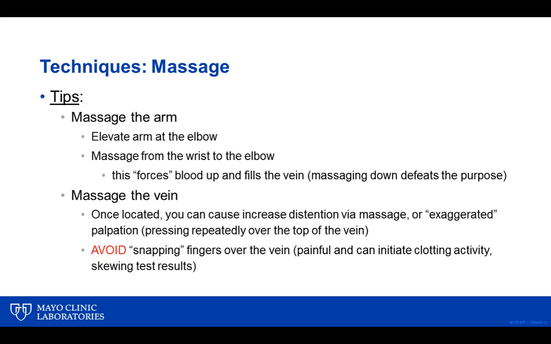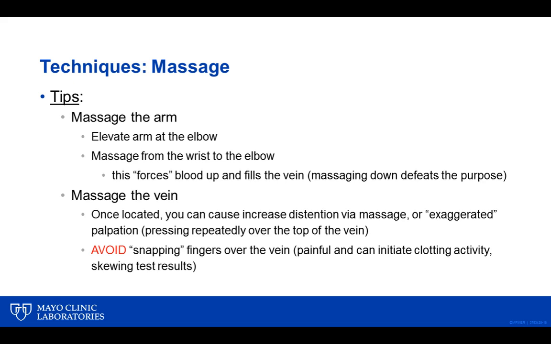Massaging. It's something that's not often done, but massage can certainly help. And what we're talking about with the massage is massaging the arm. Elevate the arm at the elbow, and the key here is actually to massage from the wrist to the elbow. If we're going to look for a vein in the antecube, obviously going in the other direction would facilitate moving blood into the hand vein. So just recognize which direction you are going to be massaging based on where you're looking for the blood.